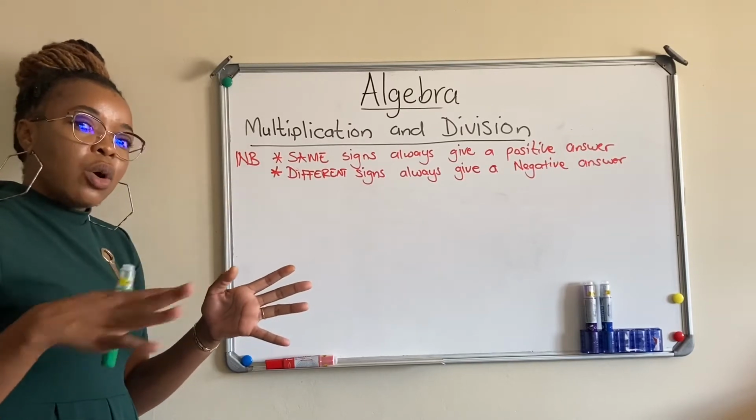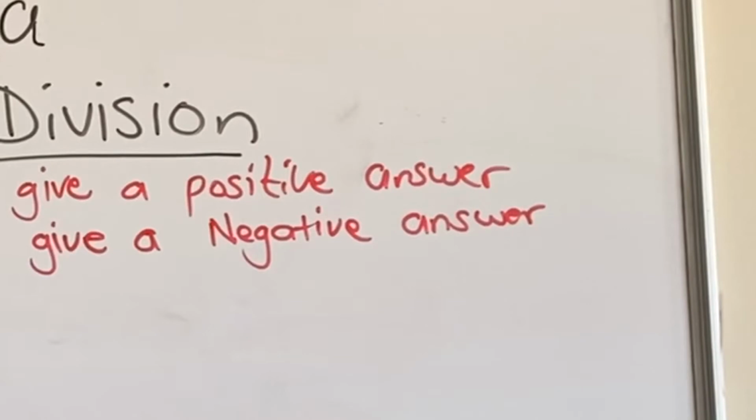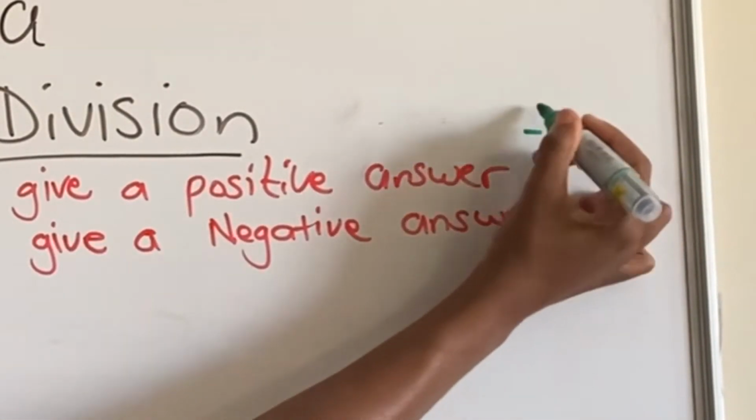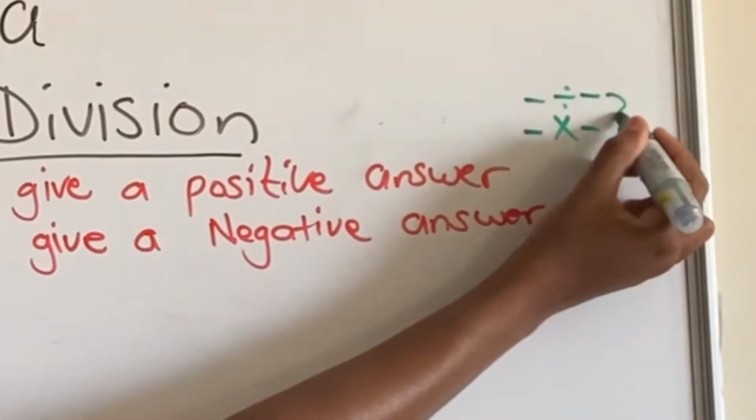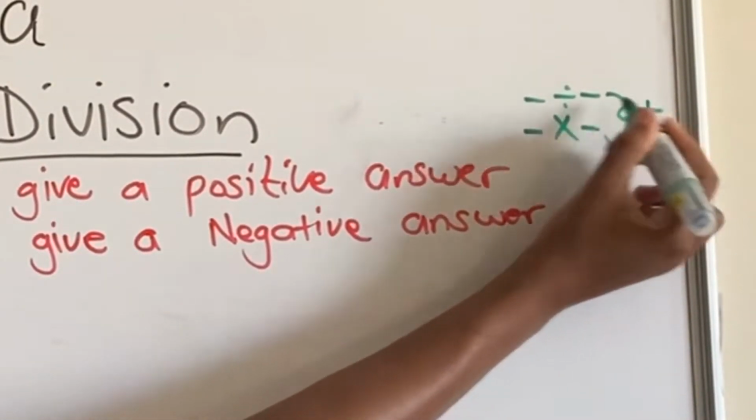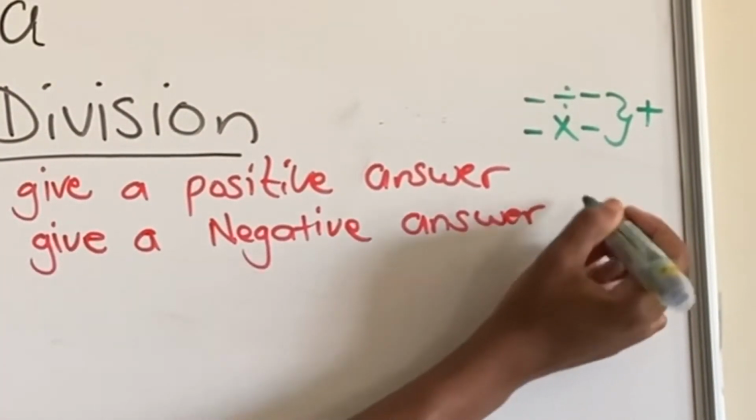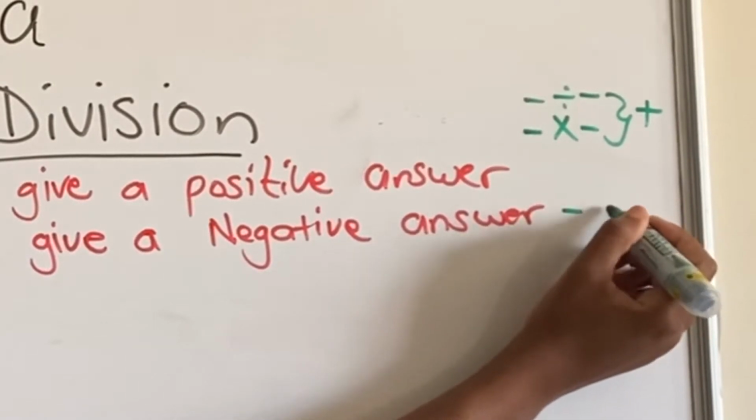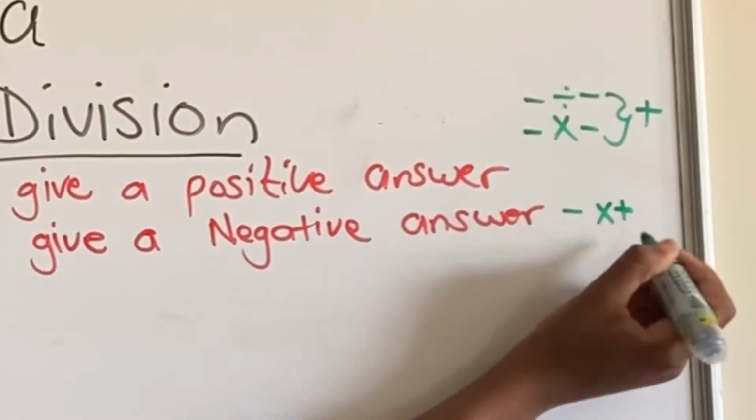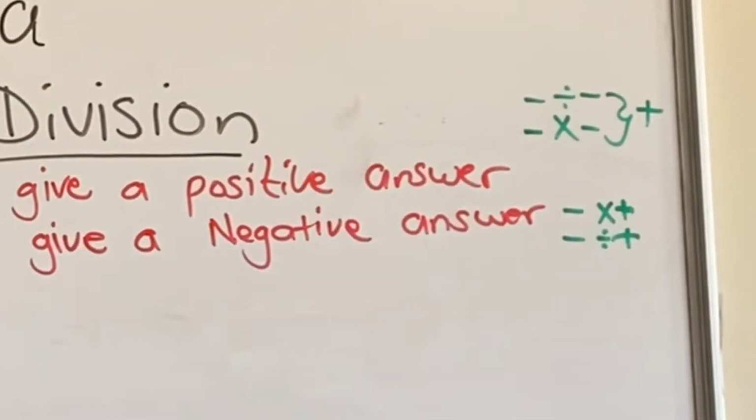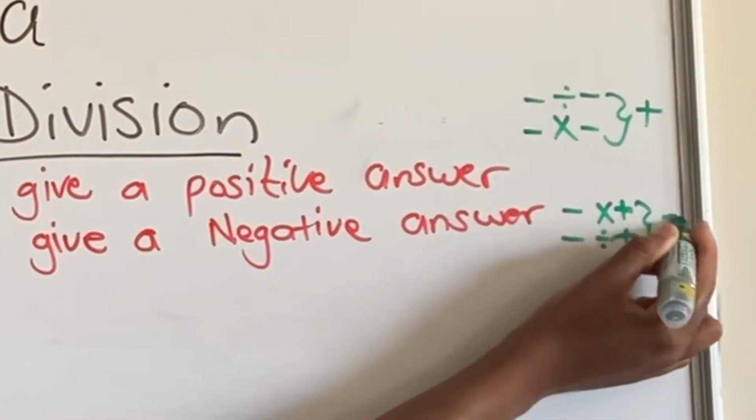Different signs, always negative. So same sign, I just mean a negative times a negative, or a negative divided by a negative, and that is always going to be positive, whether it's negative and negative or positive and positive. Positive and positive, obviously positive. Then we have different signs. It's just going to be either a negative times a positive, or a negative divided by a positive, or the other way around. It always gives you a negative answer.